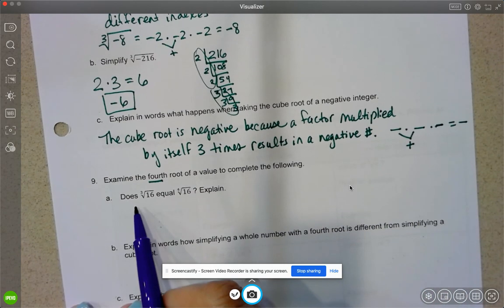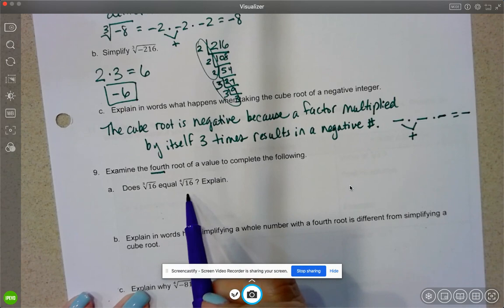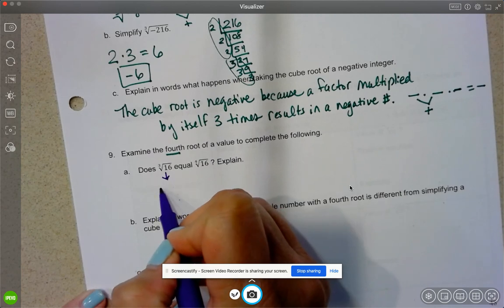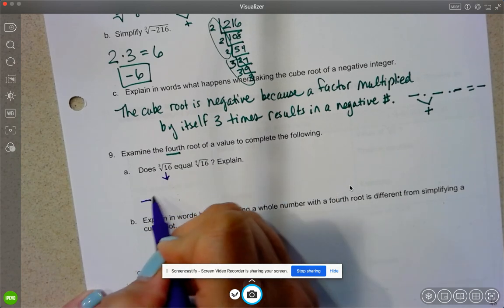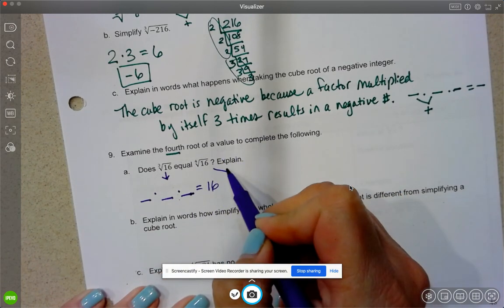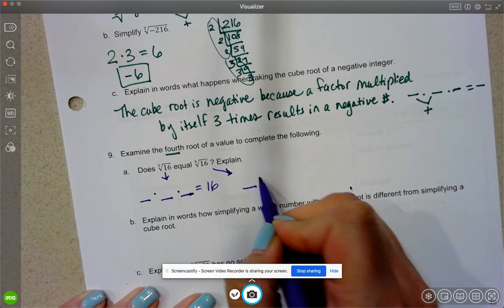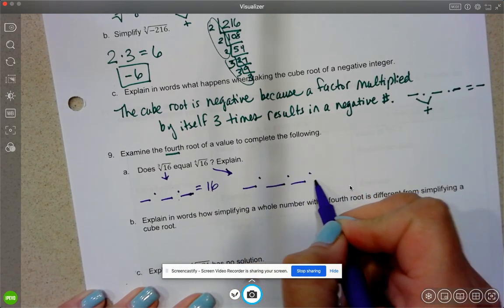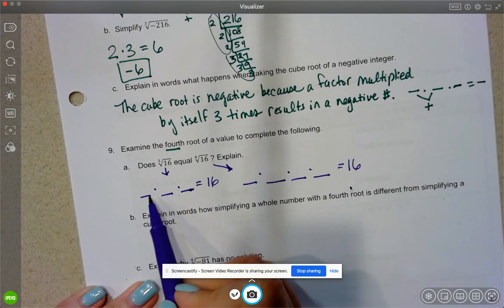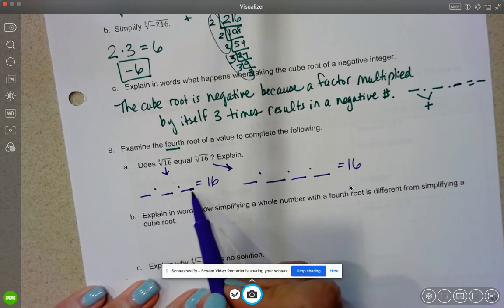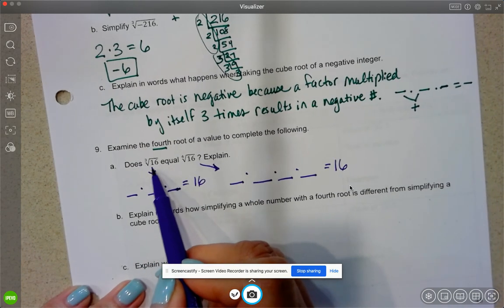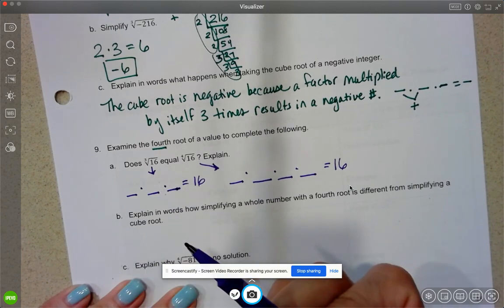Okay, so does the cube root of 16 equal the fourth root of 16? Well, this means that I need a number that I can multiply by itself 3 times, number times the number times the number, to get to 16. This means that I need to multiply a number by itself 4 times to get to 16. Those are two different things. So there's no number that I can multiply by itself 3 times and get to 16. I mean, I can simplify the cube root of 16, but it's not going to be just one single number.